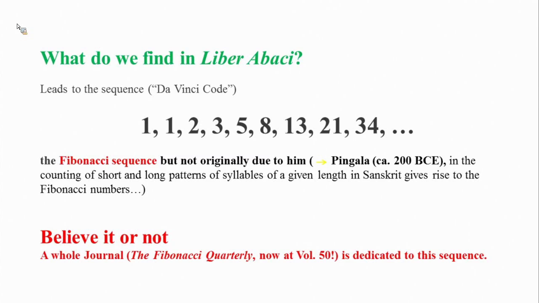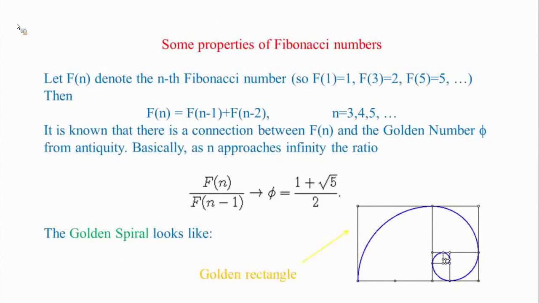It turns out this guy Pingala, like I pointed out earlier, had it done by studying short and long patterns of syllables of a given length in Sanskrit. Of course, this appears in the Da Vinci Code. You all remember that piece of paper that she has in her hands and the Fibonacci sequence. And believe it or not, there's a journal devoted only to the Fibonacci numbers. It's volume 50. It's been around a long time.